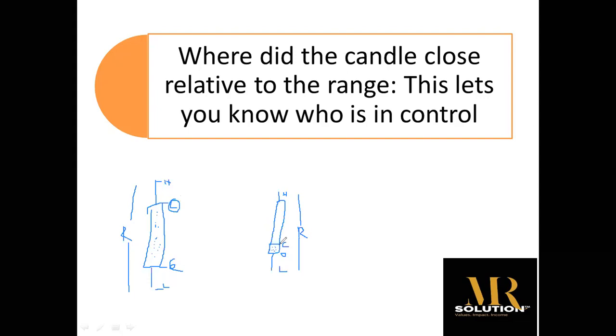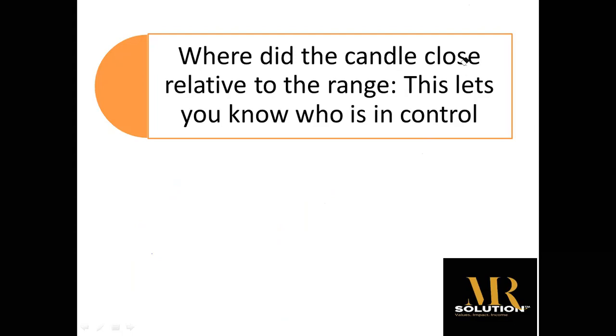Now, if we change position, let's say this is the open and this is the close, it means this candle is still bearish, but we can see that the bulls are dominating. That's what this shows. That's the point I was trying to make when I said, where did the candle close relative to the range? It lets you know who is in control. Let's go ahead. I'm going to wipe this as we continue. I hope this point is well understood. Let's proceed.